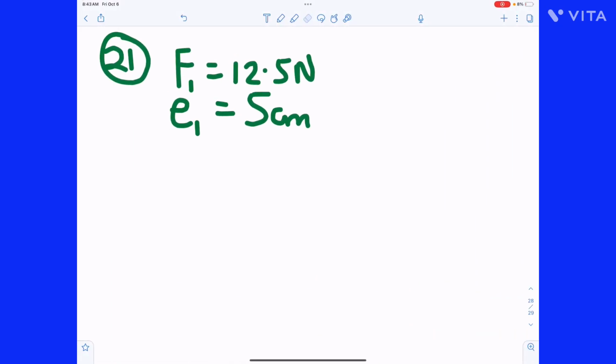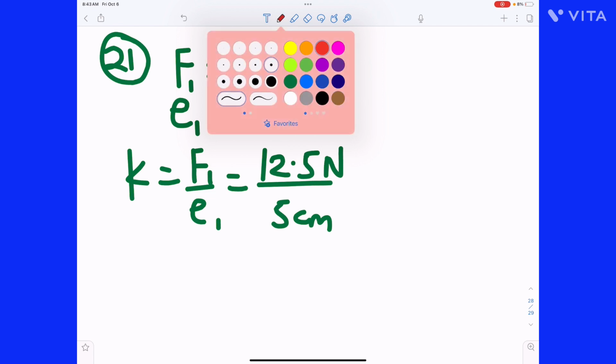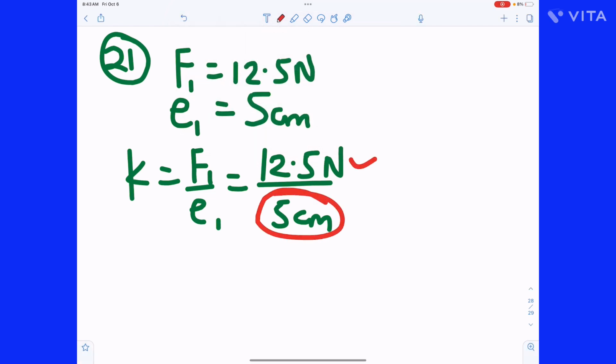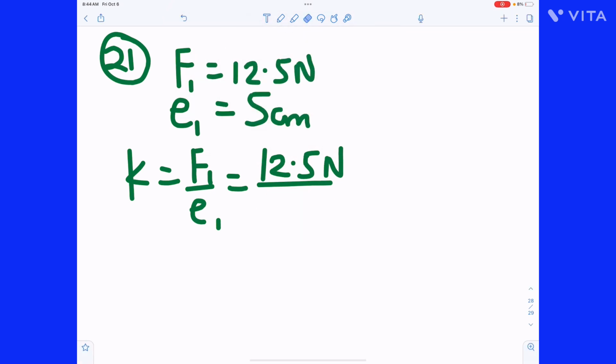I think we have no problem here. Let's just go ahead and get k. k is F1 over e1. So that's 12.5 newtons over 5 centimeters. There's a red flag that flashes in my mind here. Newton is the SI standard unit, but centimeters is not the SI unit for length. So I have to change that before I can use it. Can you see now? Take note of all these kinds of mistakes.